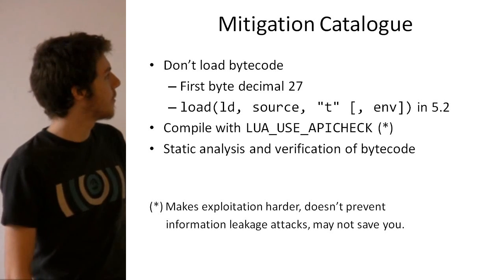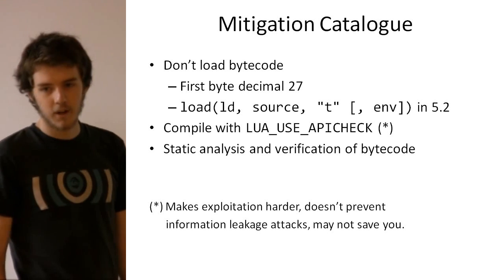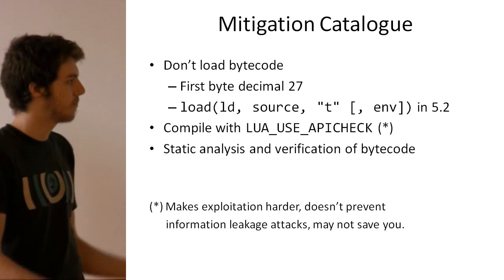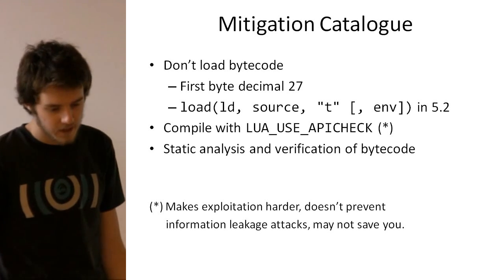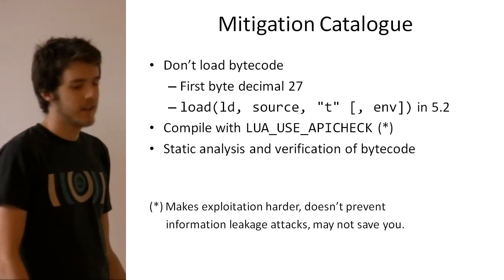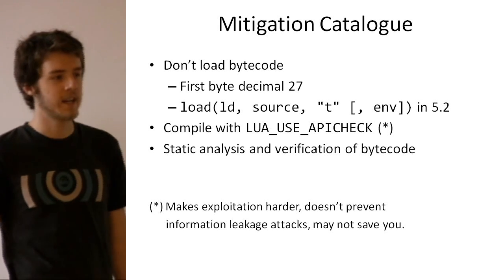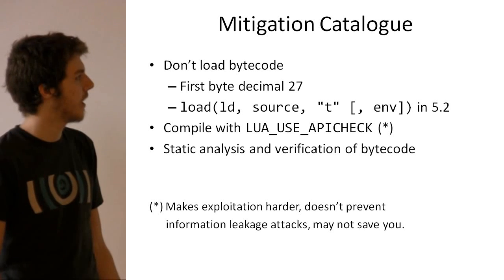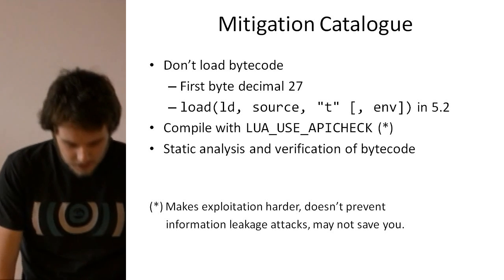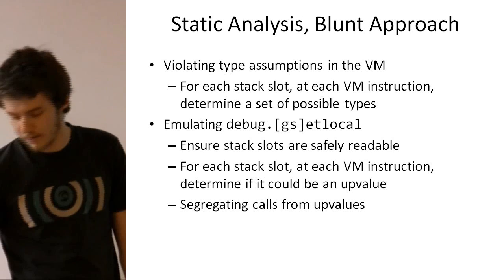And if you do have to load bytecode, we have the last two options. If you have some control over your compile process, you can do something with the API check macros, turn them on, but it's only a partial thing. So the third option, which is something that I played with a bit, is, can we do any static analysis of this bytecode to determine whether it does any of these things which I've decided are unsafe? And the answer is yes, practically. And we're going to look at how that works and what we do.